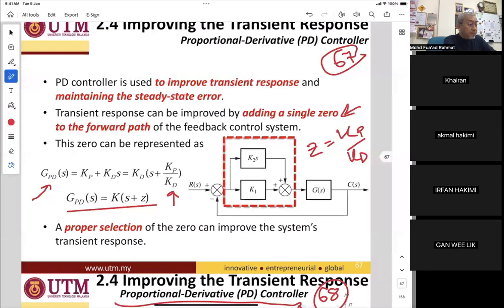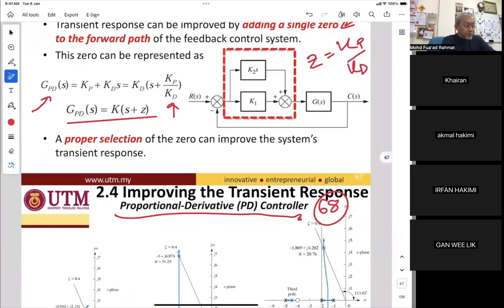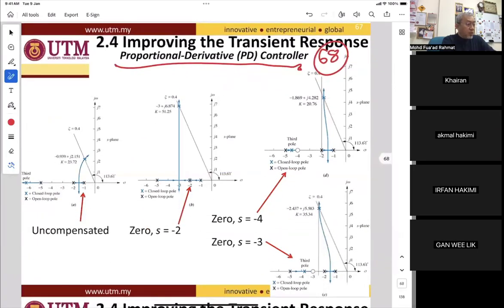So that's why for the PD controller, we must have a proper selection and proper calculations to locate the zero value on the s-plane, in order to improve the system transient response. So we look into these examples, the uncompensated system here. What is the open loop transfer function of the uncompensated system?